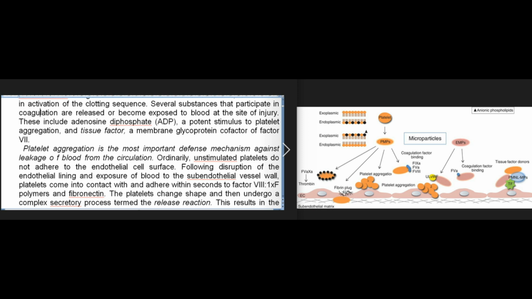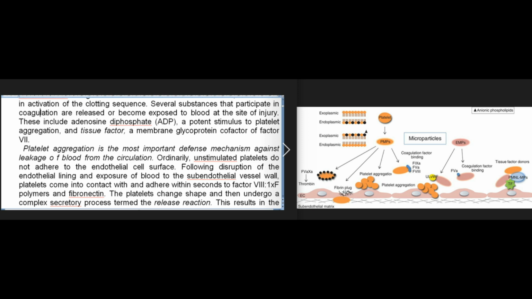Several substances that participate in coagulation are released or become exposed to blood at the site of injury. These include adenosine diphosphate, ADP, a potent stimulus to platelet aggregation, and tissue factor, a membrane glycoprotein cofactor of factor VII. Platelet aggregation is the most important defense mechanism against leakage of blood from the circulation. Ordinarily, unstimulated platelets do not adhere to the endothelial cell surface.